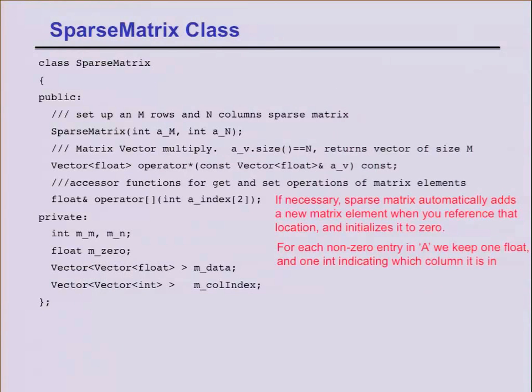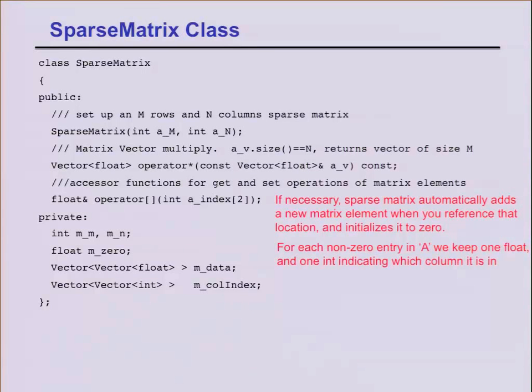So how do we actually program this? So here's a sparse matrix class. So we have a constructor, something that says here's the function that you call to define it. We have a matrix vector multiply. We have a multiplication by a scalar. And we have the ability to index into the matrix by passing it a pair of integers. That's this guy here. So, well, how is it represented internally?